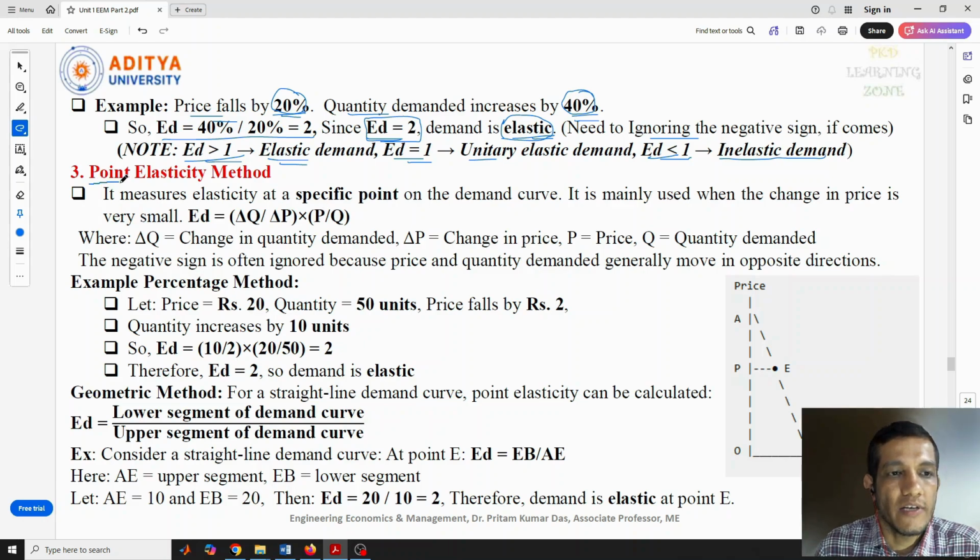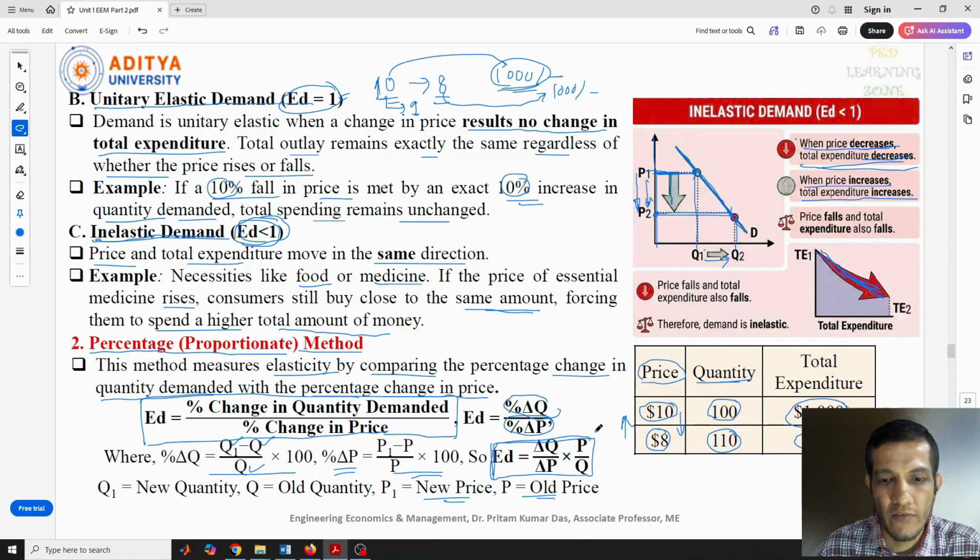The next option is the point elasticity method. This measures the elasticity at a specific point on the demand curve, where we get the relation between the price and the quantity. At a particular point, we need to find out this value. So it is mainly used when the change in price is very, very small. For that, again a similar kind of formula will be used: ED equal to del Q by del P into P by Q. If you see the previous equation, a similar kind of equation we got here.